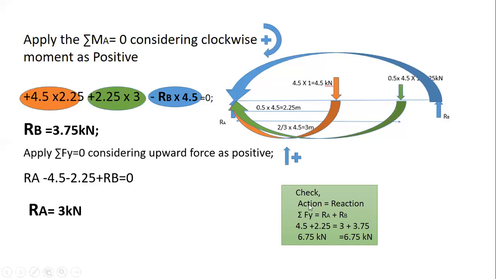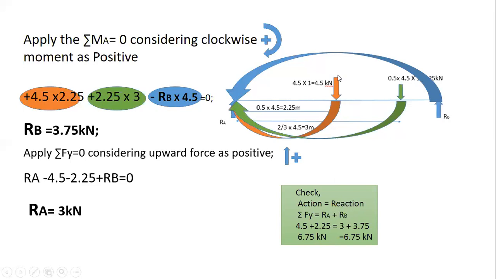What we have to do, as per Newton's law, we know that for every action there is an equal and opposite reaction. What are the actions here? The applied forces are the actions. Reactions are the resistance developed against the action. So reactions are Ra and Rb, and the actions are 4.5 kilonewton and 2.25 kilonewton. If you take the summation of action and equate it to reaction, that should be equal.